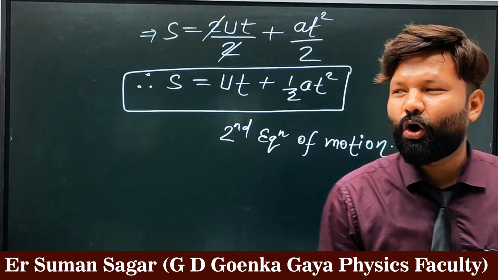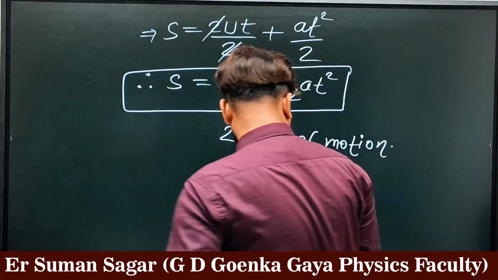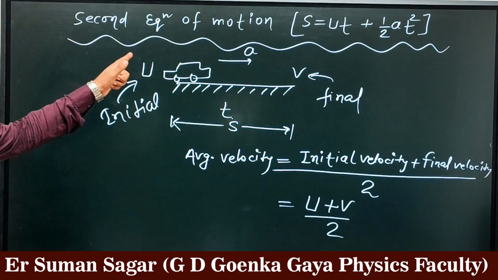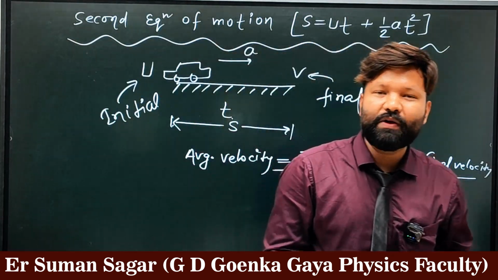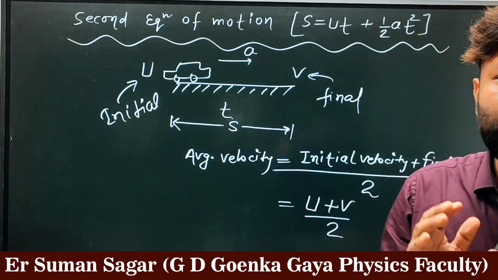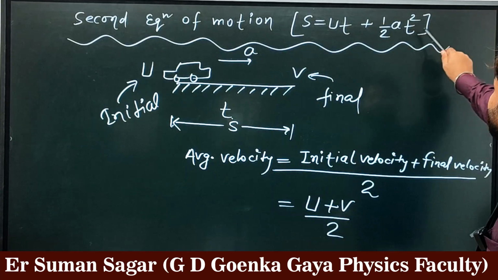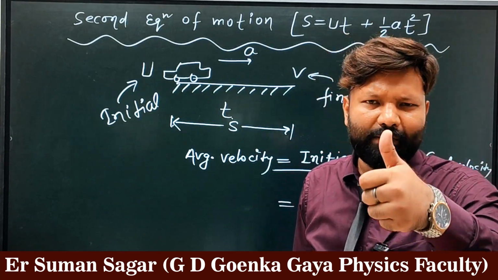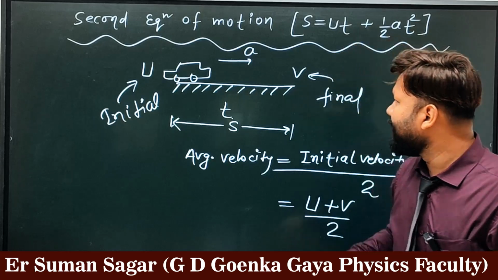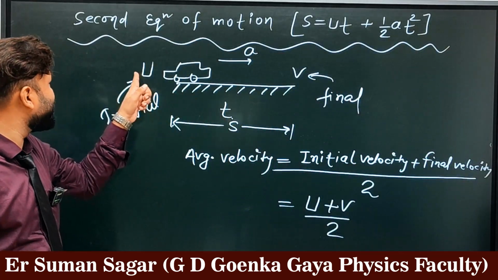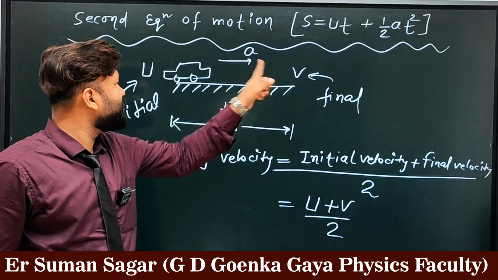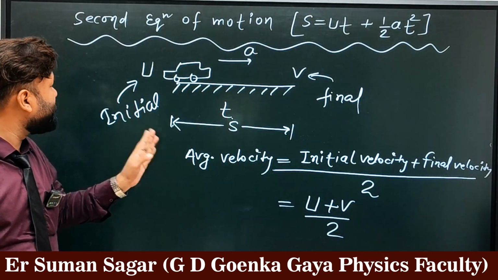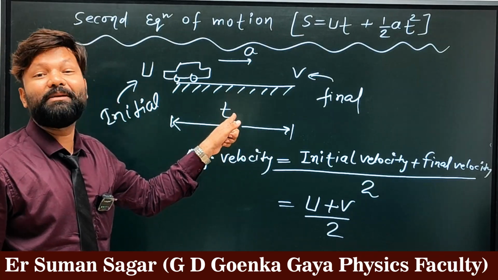Let's revise once again that how we have proved s is equal to ut plus half at square. When you are writing in your note copy, students, you have to mention second equation of motion, s is equal to ut plus half at square. Then you have to draw this diagram, and after drawing the diagram, you have to write language. A car moving with initial velocity u, after time t, final velocity of the car becomes v, and the uniform acceleration of car is a. Suppose the car has covered a distance s in time t.